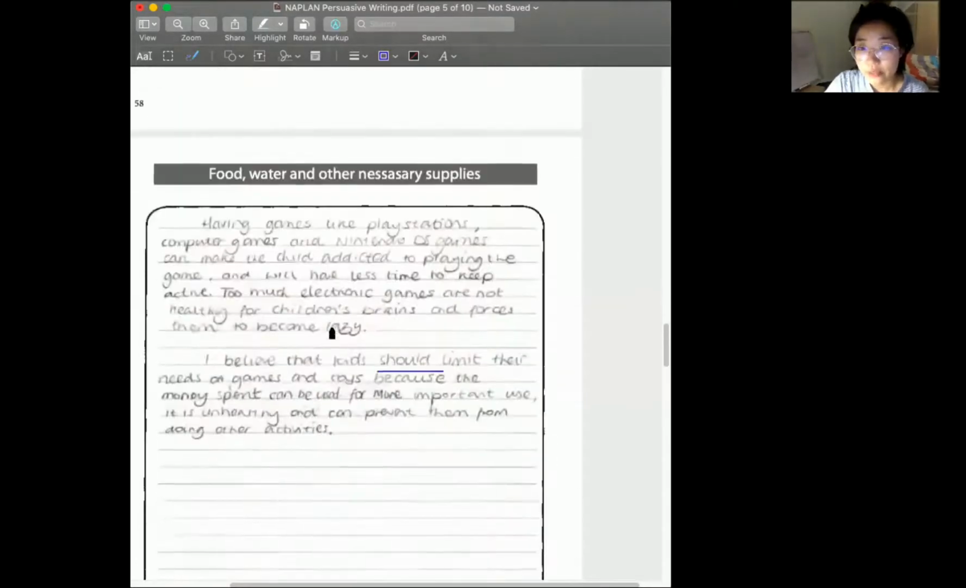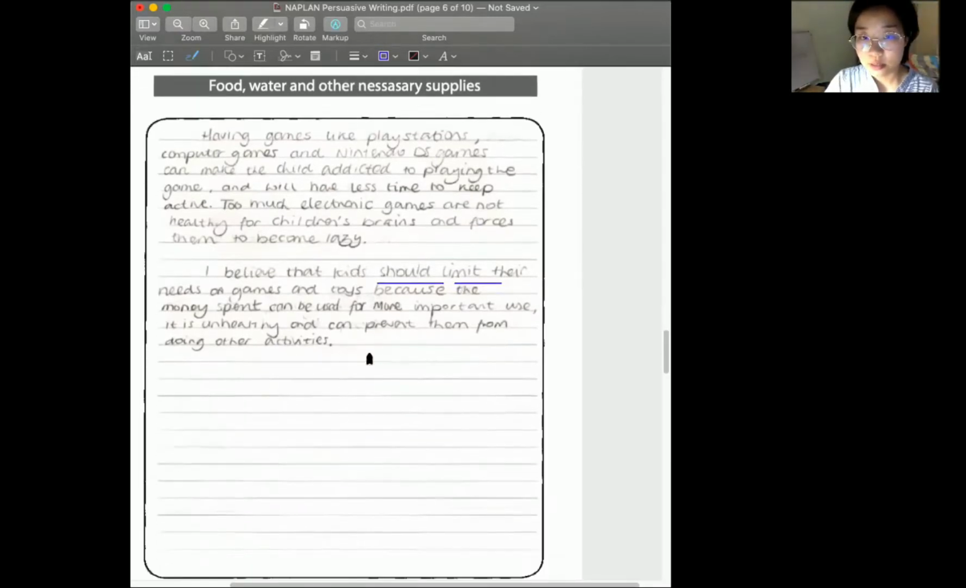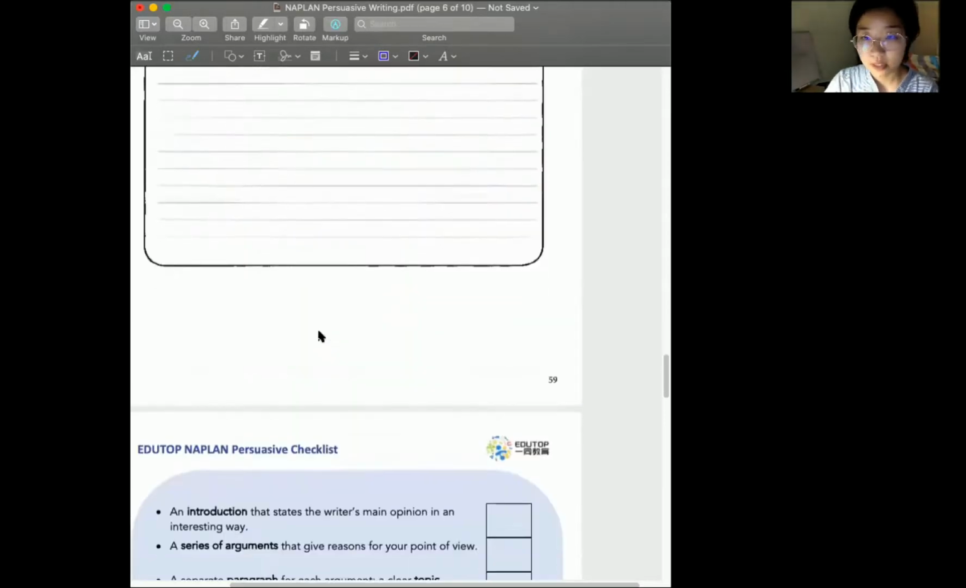There is one at the very end. I believe that kids should limit their needs on games. So by the use of the word "limit", "should limit", you know that the writer is against spending too much money, isn't it?